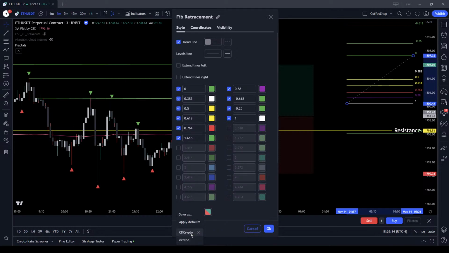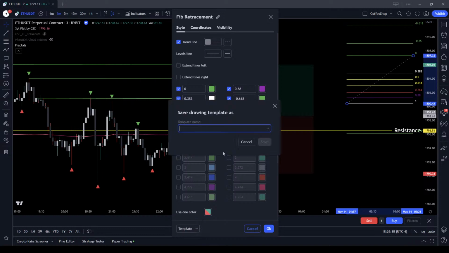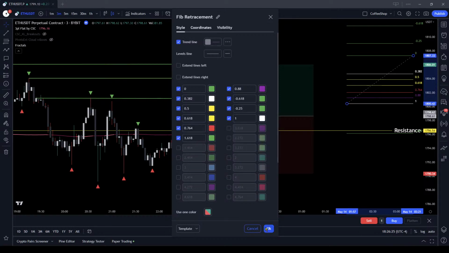That's not right. Anyway, I'm going to save as CDC crypto right there. I'll copy over that one. Good. Now we're good.